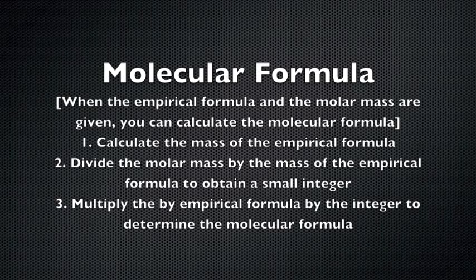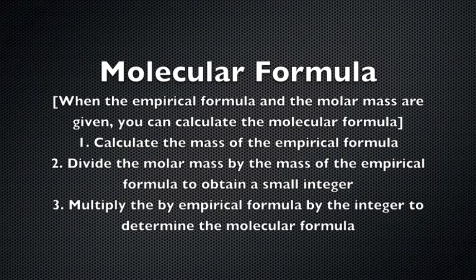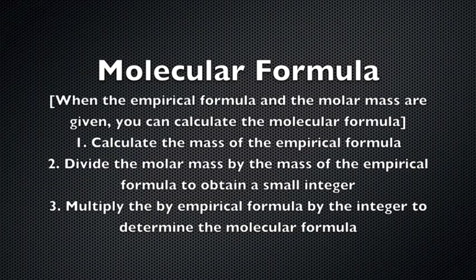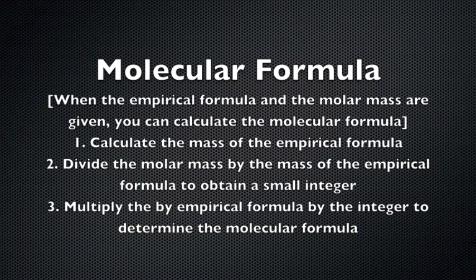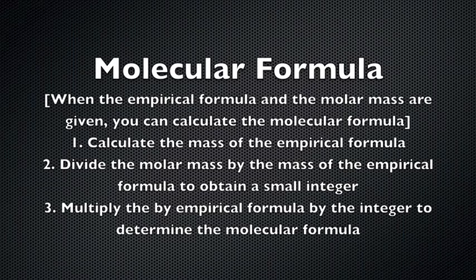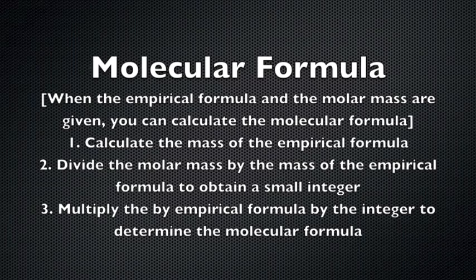You can calculate the molecular formula when the empirical formula and the molar mass are given. First, calculate the mass of the empirical formula. Then divide the molar mass by the mass of the empirical formula to obtain a small integer. Lastly, multiply the empirical formula by the integer to determine the molecular formula.